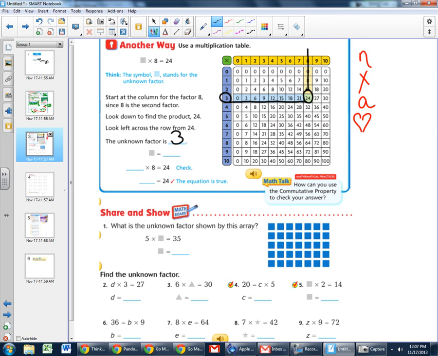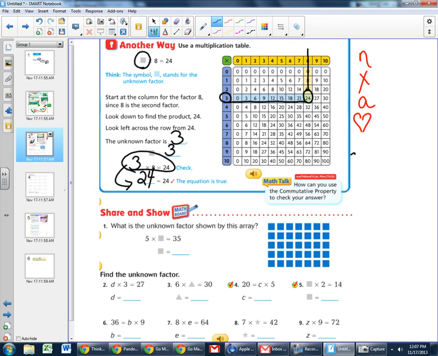Okay. So here they use the symbol of a square. So the square equals 3. And we just proved that 3 times 8 equals 24 on the last page that we just did. And we know that this is a true statement, 3 times 8 equals 24. So 24 equals 24, we know that we're right.